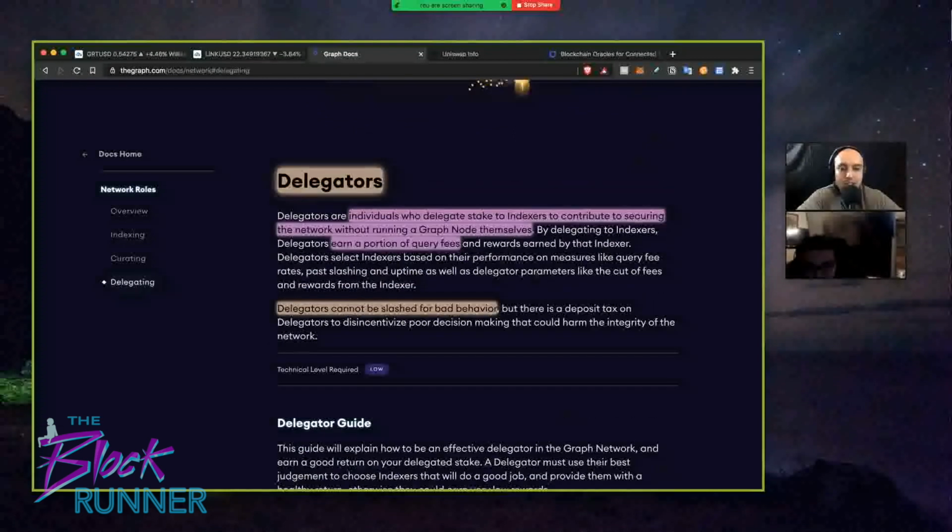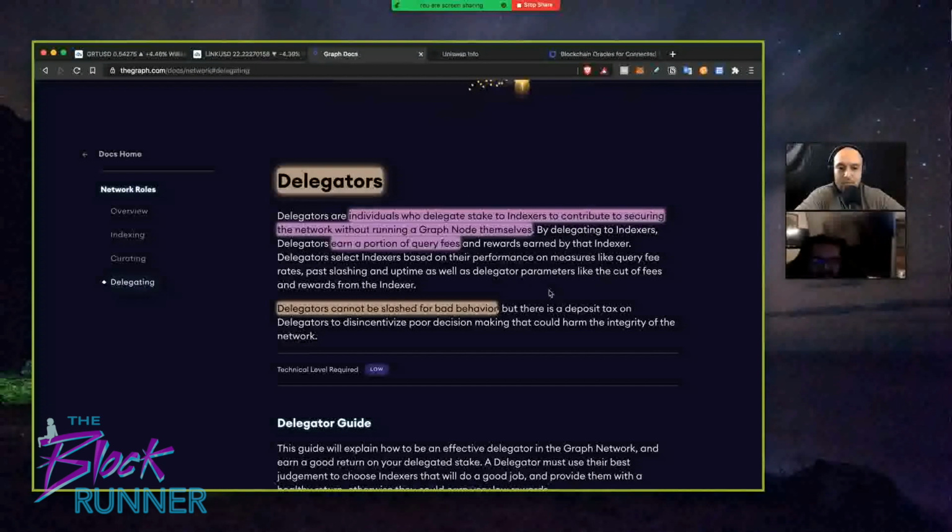Which brings us to our next and final piece, the delegators, which would be you and I, and probably most of you watching this video. These are individuals who delegate stake to indexers to contribute to securing the network without running a graph node themselves. So we delegate to indexers that we think are going to be queried the most and therefore collect the most fees, which then get distributed to delegators.